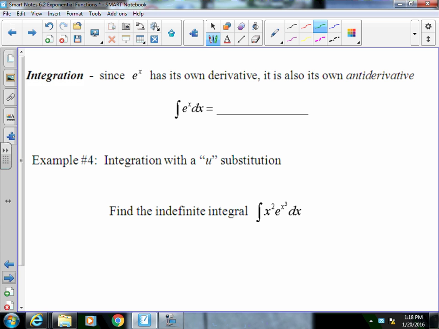Integration. Since e to the x has its own derivative, it also has its own antiderivative. So the integral of e to the x dx is e to the x plus c. E to the x plus c.